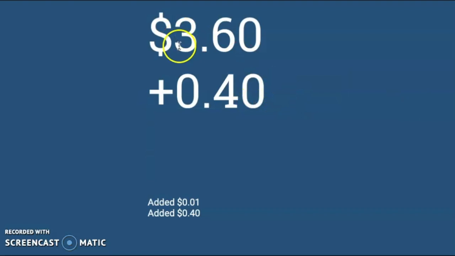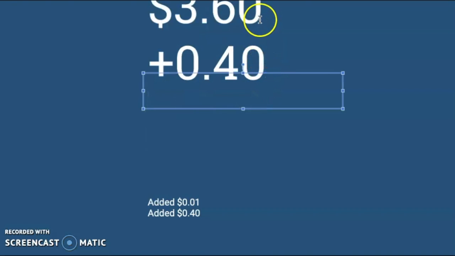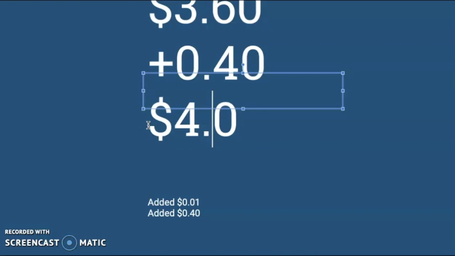So if we add $3.60 with 40 cents, what do we get? 0 plus 0 is 0. 6 plus 4 is 10, so we carry over 1. And then 1 plus 3 is 4, plus 0 is 4. So we come to $4.00. Alright, so we made it to $4 by adding 1 cent and 40 cents.